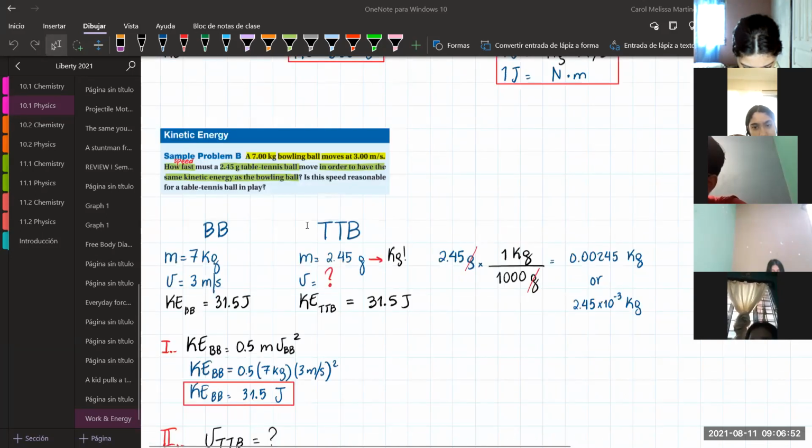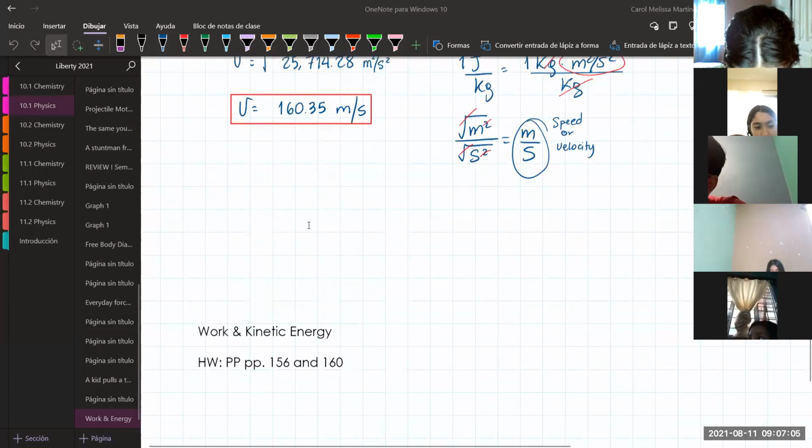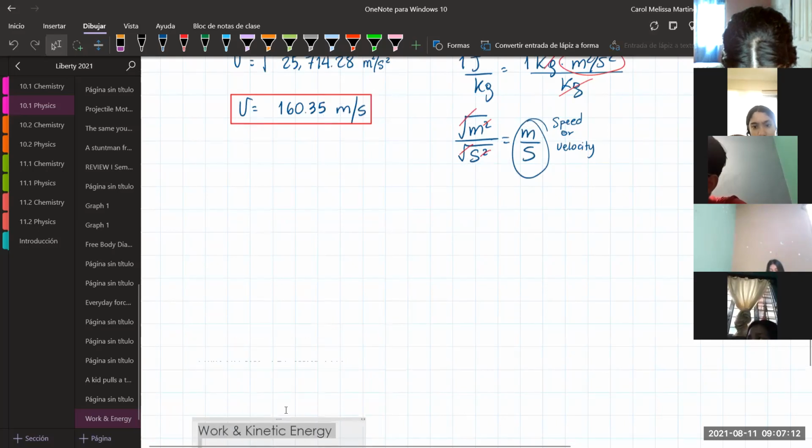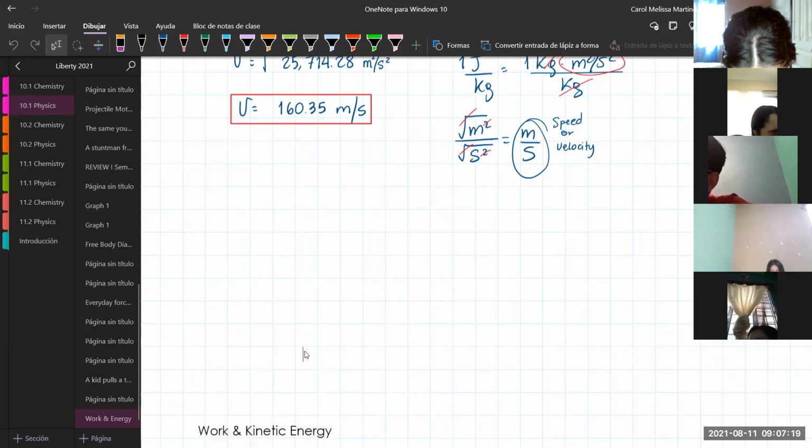And then we need to answer, is this speed reasonable for a table tennis ball in play? So I'm gonna give you an example. Okay, this is the homework, but we'll talk about it later. I'm going to show you something.